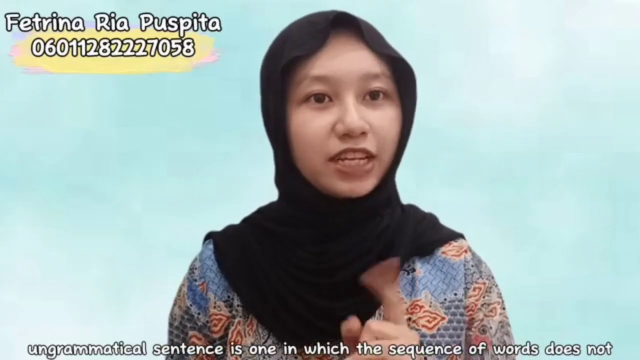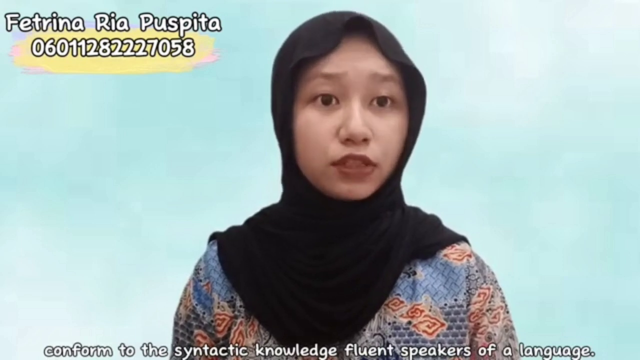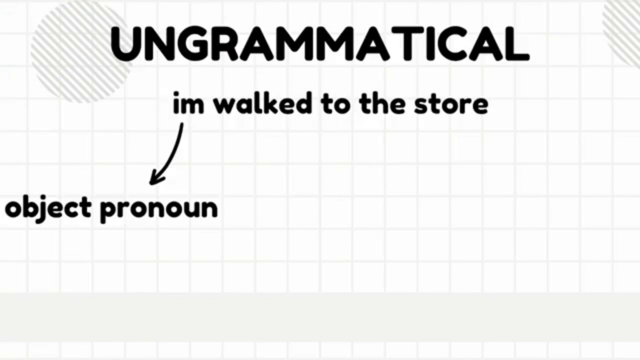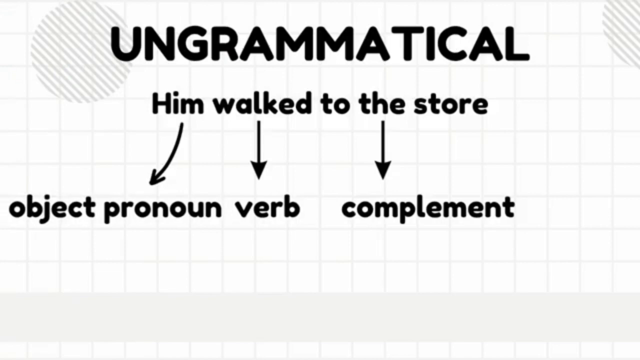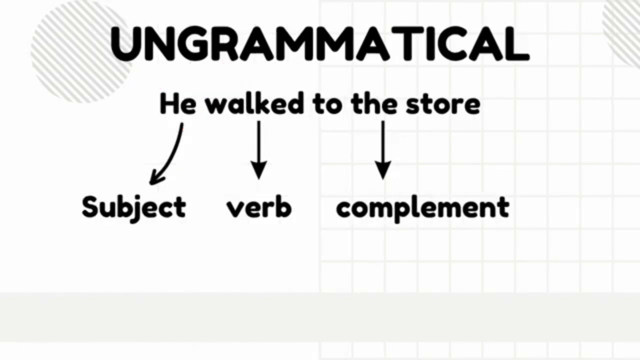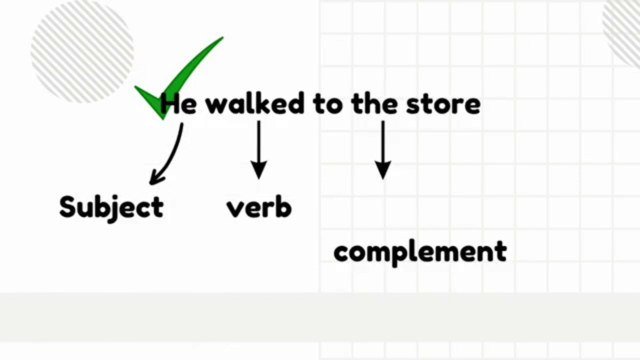An ungrammatical sentence is one in which the sequence of words doesn't conform to the syntactic knowledge of fluent speakers of a language. For example, him walked to the store. Him as object pronoun, walked as verb, and to the store as complement. Him is ungrammatical because object pronouns are typically not used as the subject of a sentence. Instead, subject pronouns like he should be used in the subject position. So the correct sentence should be he walked to the store.